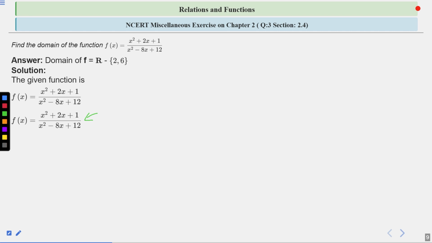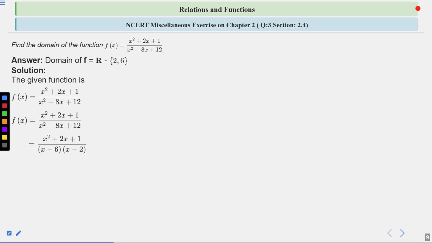So first things first, you do not want your denominator to be 0. Yes, the denominator cannot be 0. So the first thing you have to check is for what values this expression becomes 0. Clear?